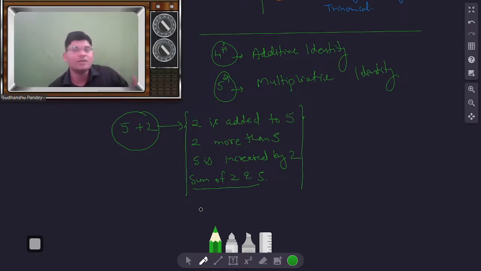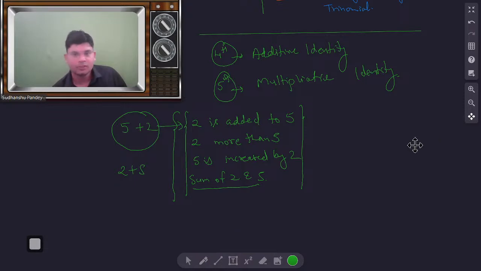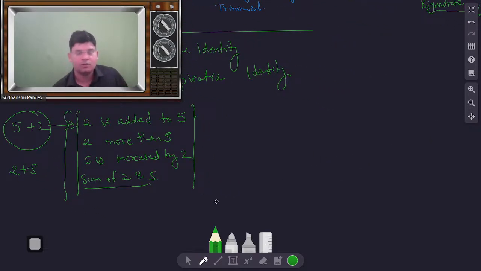If you want to reverse it, you can write 5 is added to 2, 5 more than 2. But that property we already know. We know that is being done because of the commutative property. 5 plus 2 can also be written as 2 plus 5. So all those 4 statements you can replace 2 and 5 as well. But in practice, if I want to say it in the most precise and accurate manner, I am going to say 2 is added to 5, 2 more than 5, 5 is increased by 2, sum of 2 and 5. Okay, sir. Got it. Yes, sir.